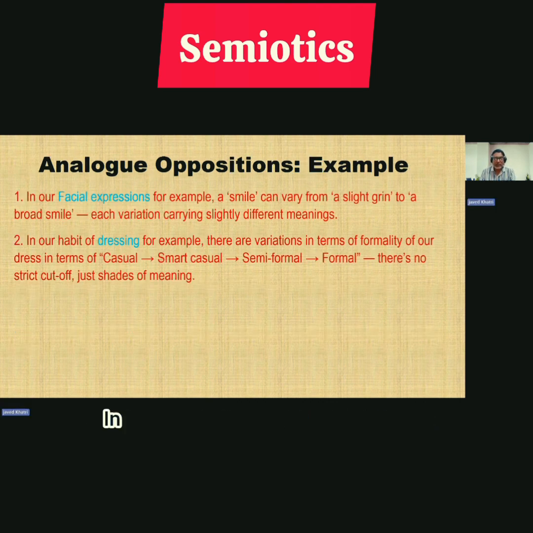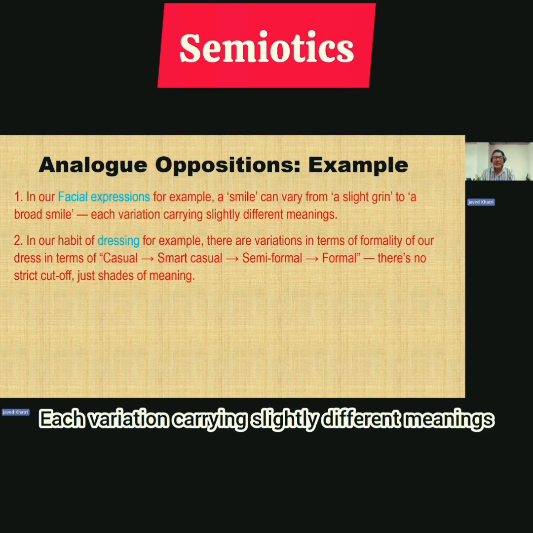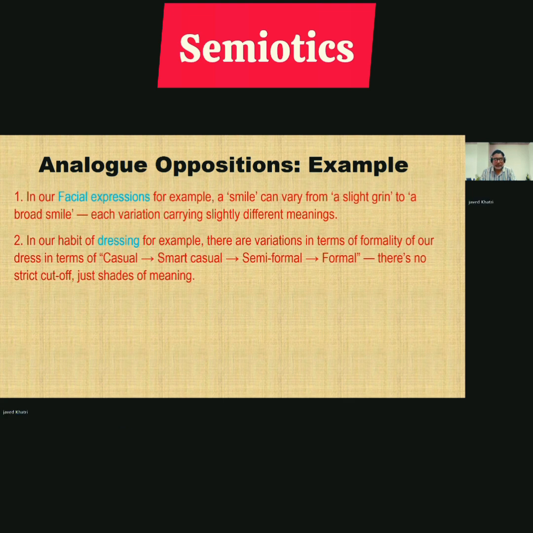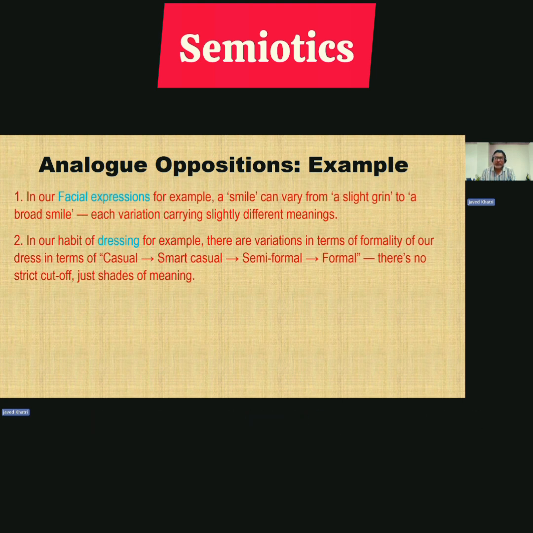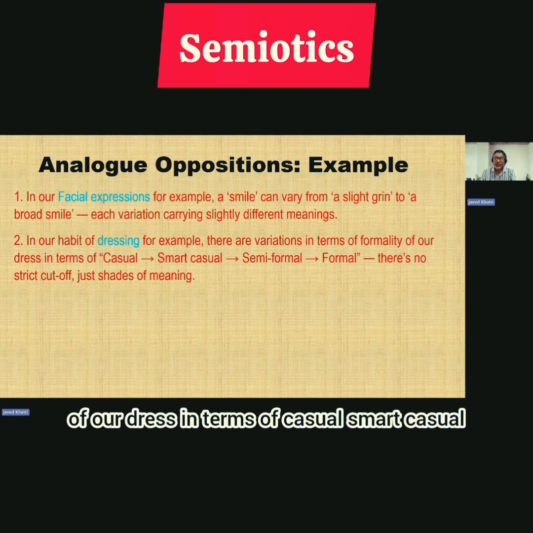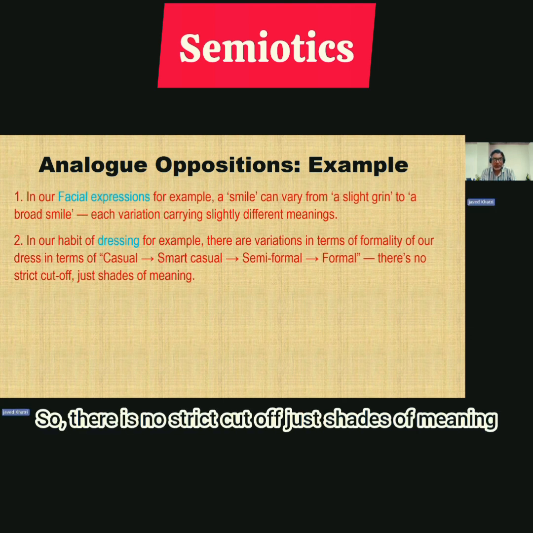So, in our facial expression, for example, a smile can vary from a slight grin to a broad smile, each variation carrying slightly different meanings in the given situation. A second example can be in our habit of dressing. For example, there are variations in terms of formality of our dress: casual, smart casual, semi formal, formal. So there is no strict cutoff, just shades of meaning.